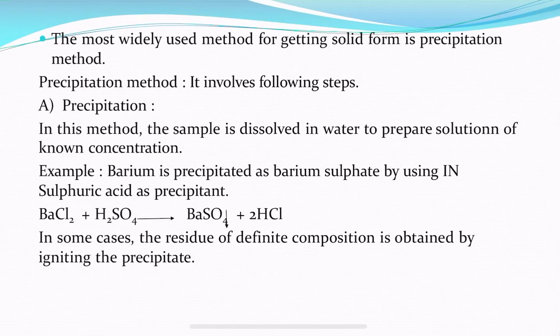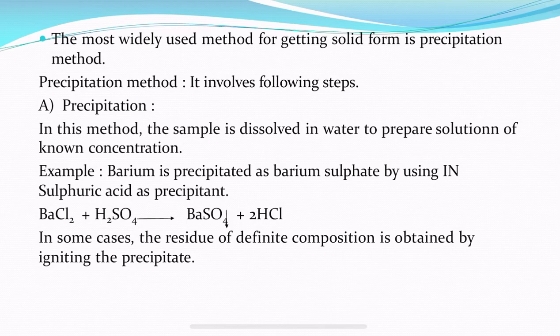Okay. So, the most widely used method for getting a solid form is the precipitation method. The first concept of gravimetric analysis is the precipitation method. We have to precipitate it, and only then can we weigh. So we will see the first method, the precipitation method, and it involves the following steps. There are many steps that have to be followed in the precipitation method.